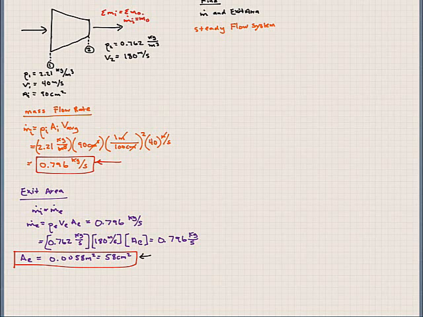But what I'm going to move on to now, let's look at a nozzle problem again, where this time we have steam. So now we have steam or water. And in this problem, again, we have a steady flow system. Since we're dealing with a nozzle, this is an acceptable assumption for us to make.